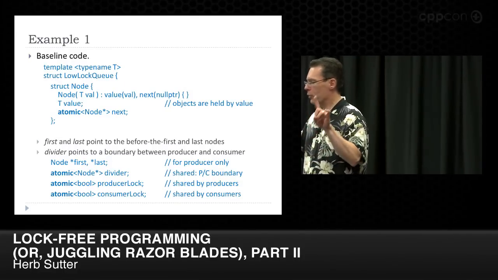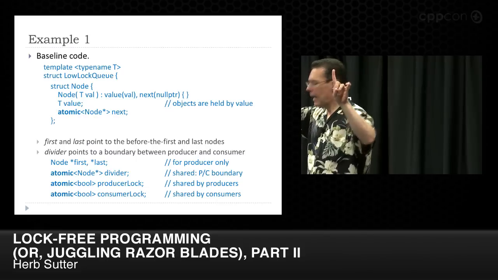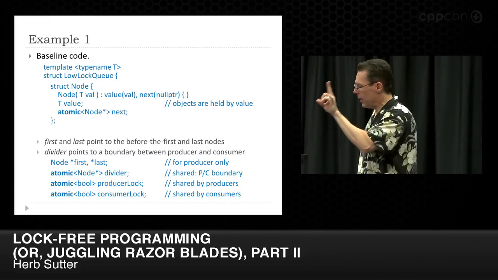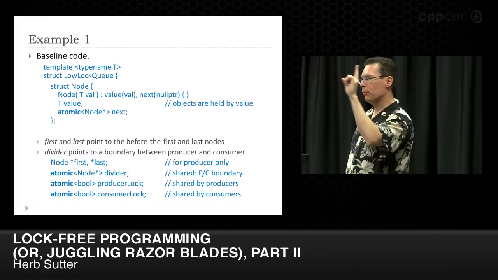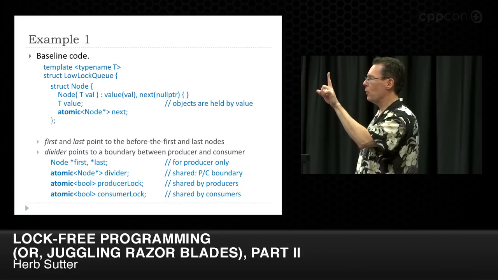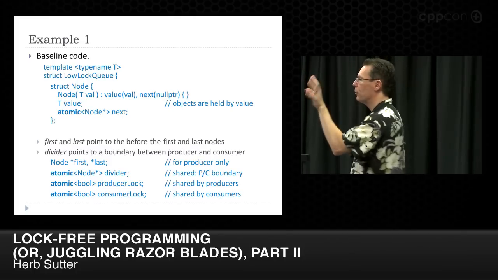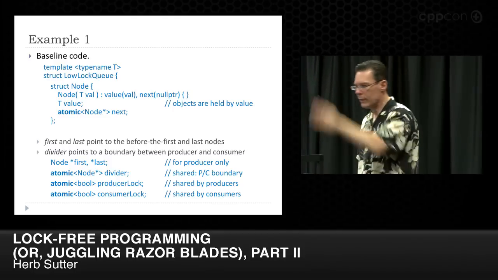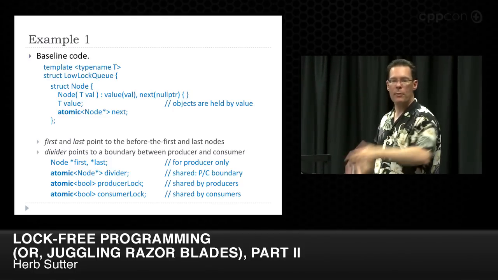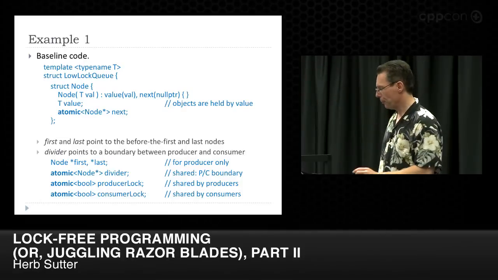Node pointer first, a node pointer last, a divider node. Now, what the divider is, it points to a boundary between the producers and the consumers, so that the consumers are consuming on one part and the producers are producing on another part. And it makes a nice boundary for them so they don't overlap and overrun each other.